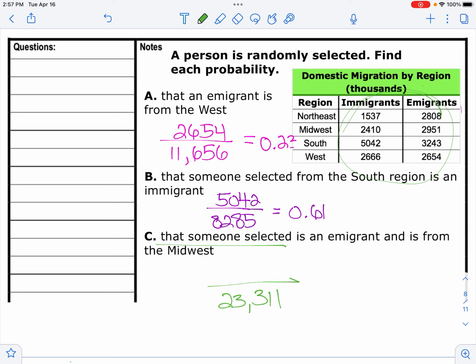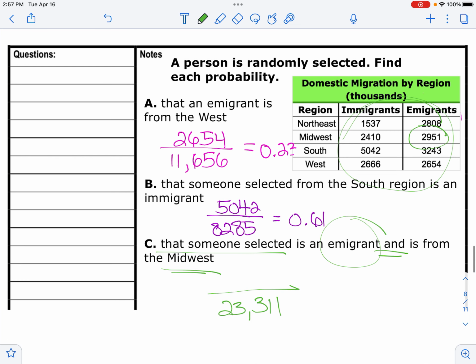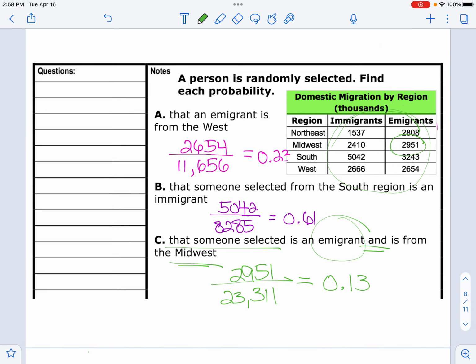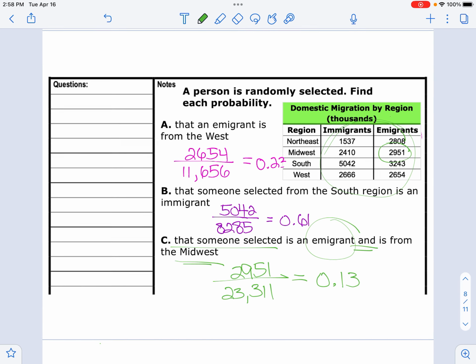And you get 23,311. And then I just want to say, what is the one that's an immigrant and from the Midwest? So that would be 2951. Okay, and then if I divide those two numbers, I get about 0.127, which is 0.13, about 13%. So you got to read these very carefully. It's a little confusing sometimes, so read the questions carefully, and you should be able to get it.